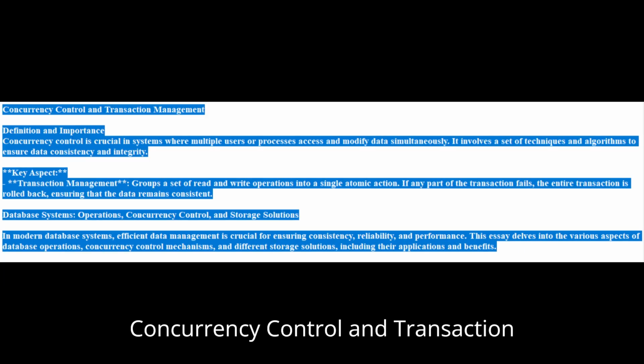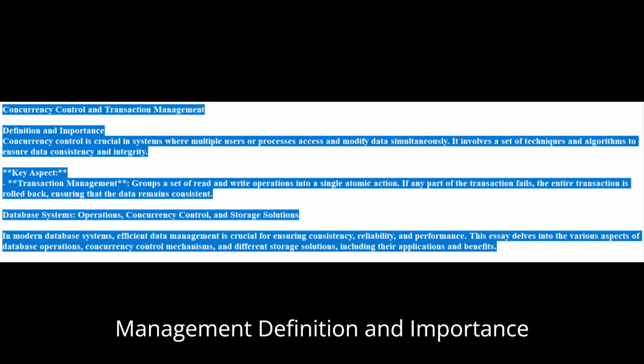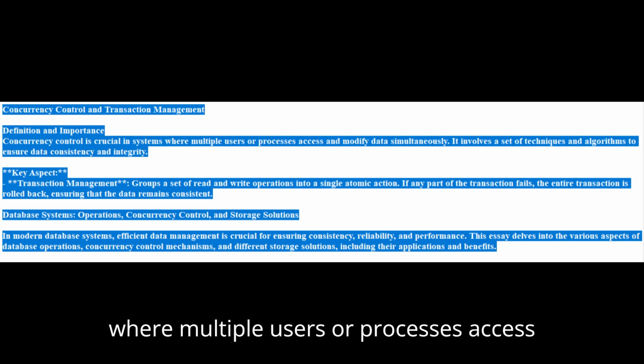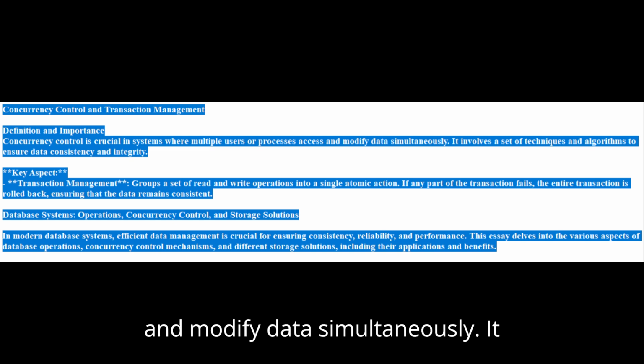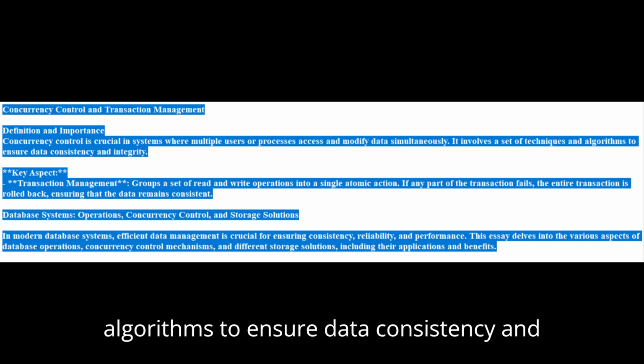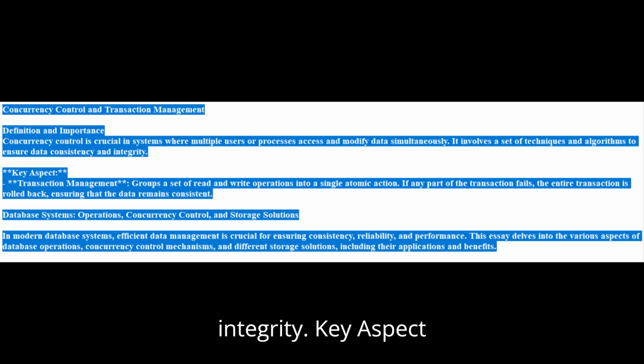Concurrency control and transaction management. Definition and importance: concurrency control is crucial in systems where multiple users or processes access and modify data simultaneously. It involves a set of techniques and algorithms to ensure data consistency and integrity.